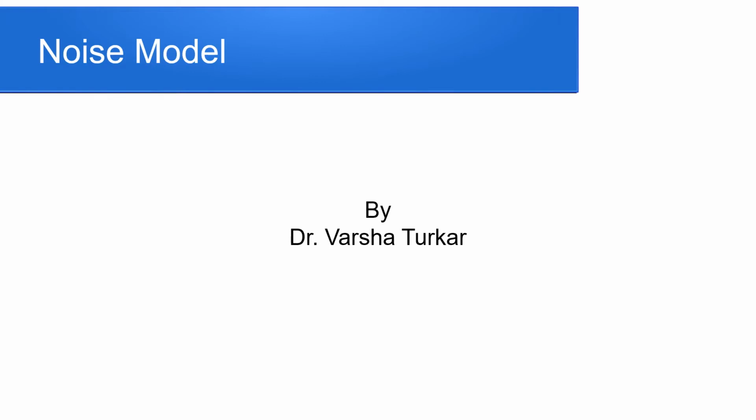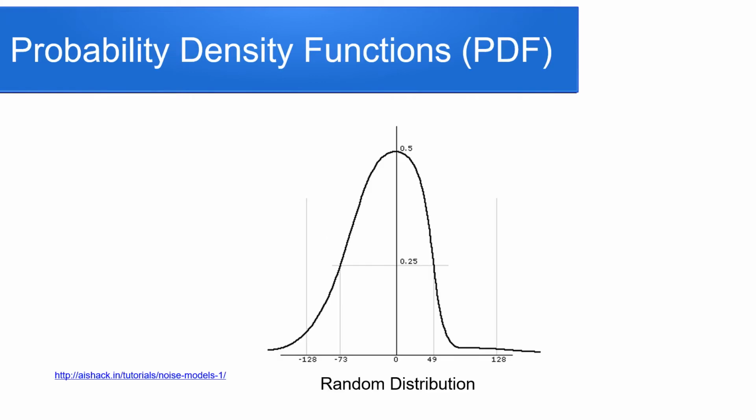The distribution of the noise is based on probability. Hence, the model is called a probability density function, PDF. Once noise has been quantified, creating a filter to get rid of it becomes a lot easier. So what is a probability density function?